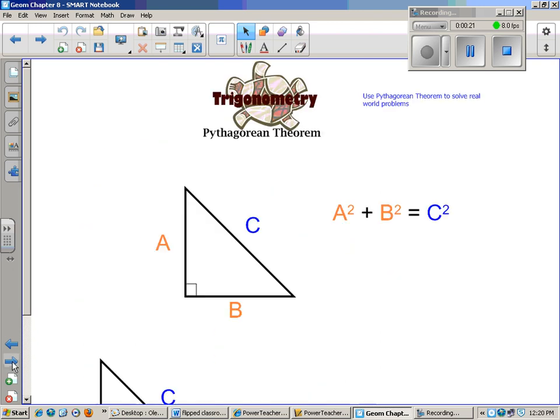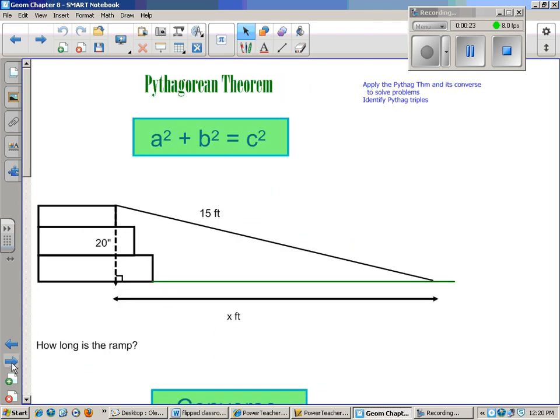We're also going to talk today about the Pythagorean theorem. So you've studied the Pythagorean theorem before: a squared plus b squared equals c squared. The thing you need to remember is that a and b are the legs, the two pieces that come together to make the right angle, and c is the hypotenuse.